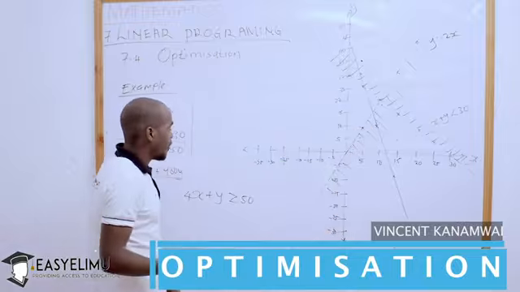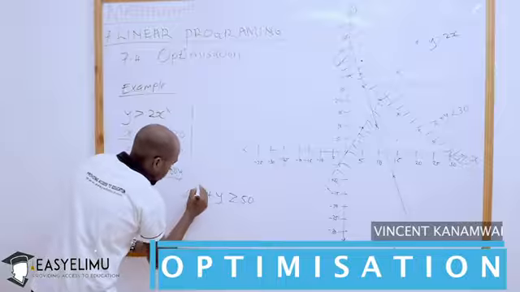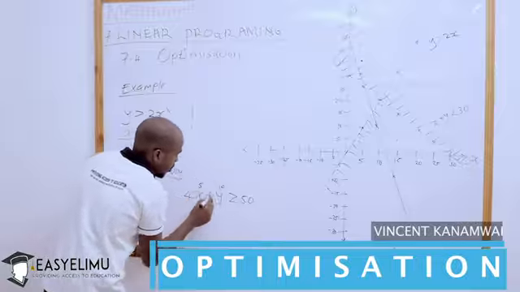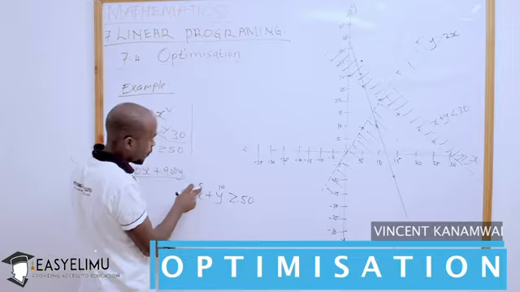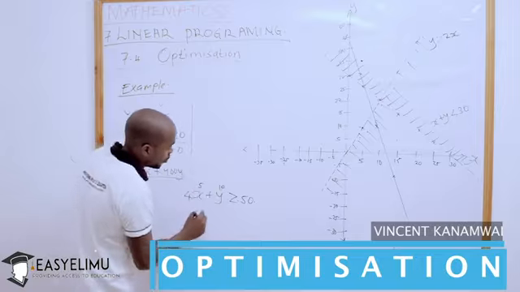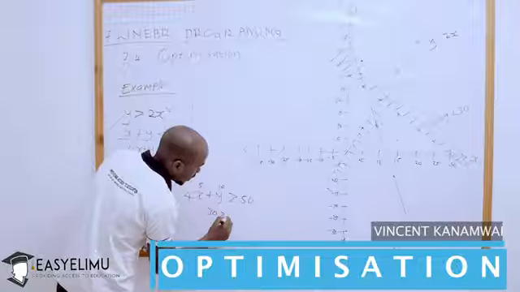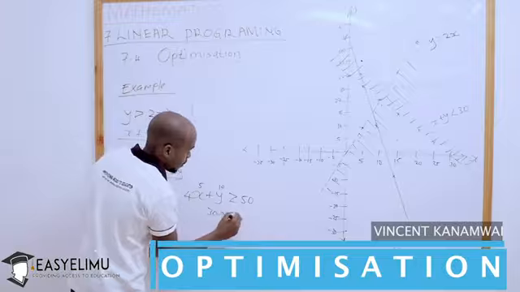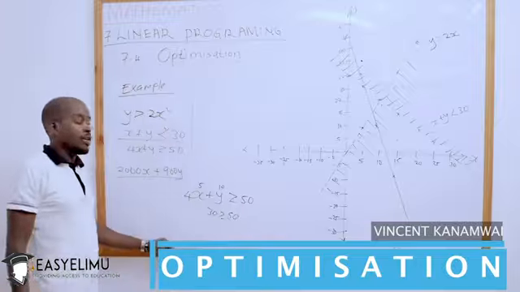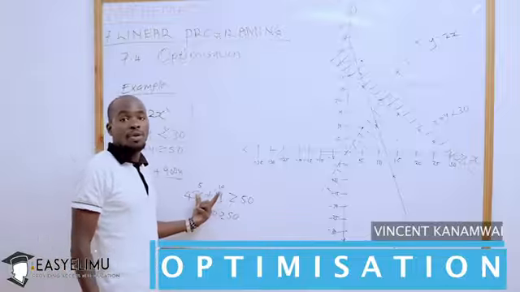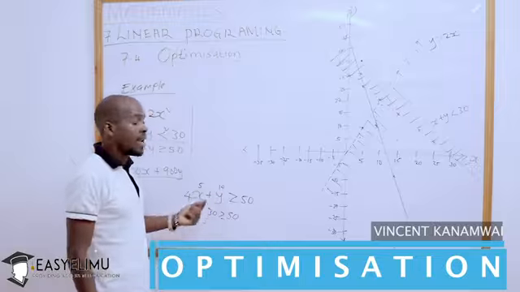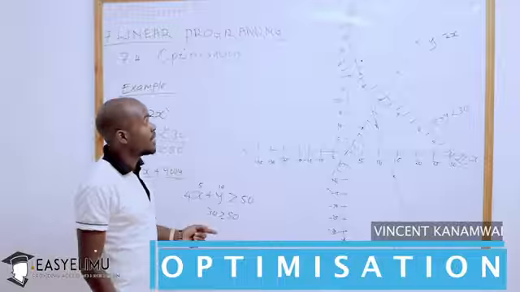Taking the point (5, 10), x is 5 and y is 10. So 4 multiplied by 5 gives 20, and 20 plus 10 gives 30. That is not greater than 50, not greater than or equal to 50. So automatically, the side where I took the point (5, 10) is the unwanted side.